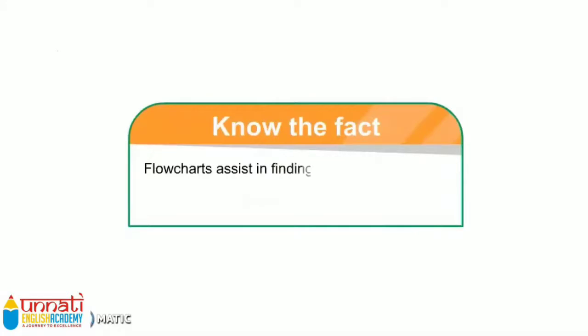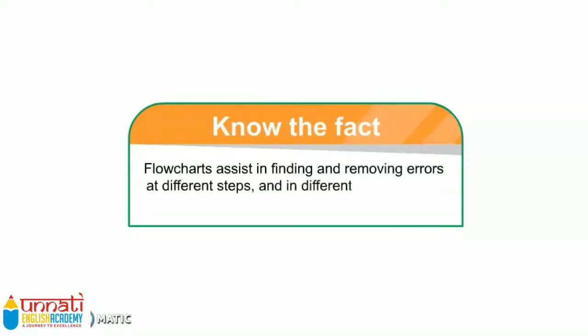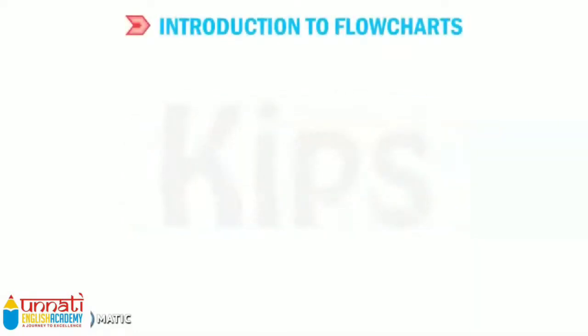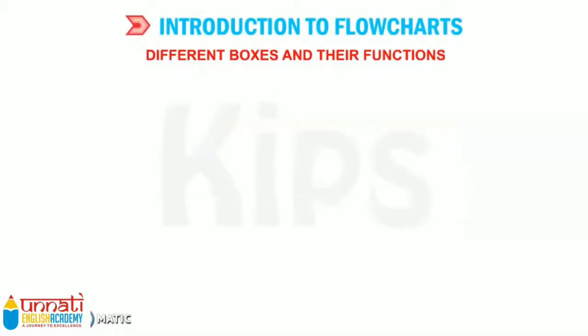Flowcharts assist in finding and removing errors at different steps and in different phases of the program. So this is the benefit of using the flowchart. If you have written the program and you want to find out the error, the flowcharts are useful for that. Now let's learn the different boxes and their functions.